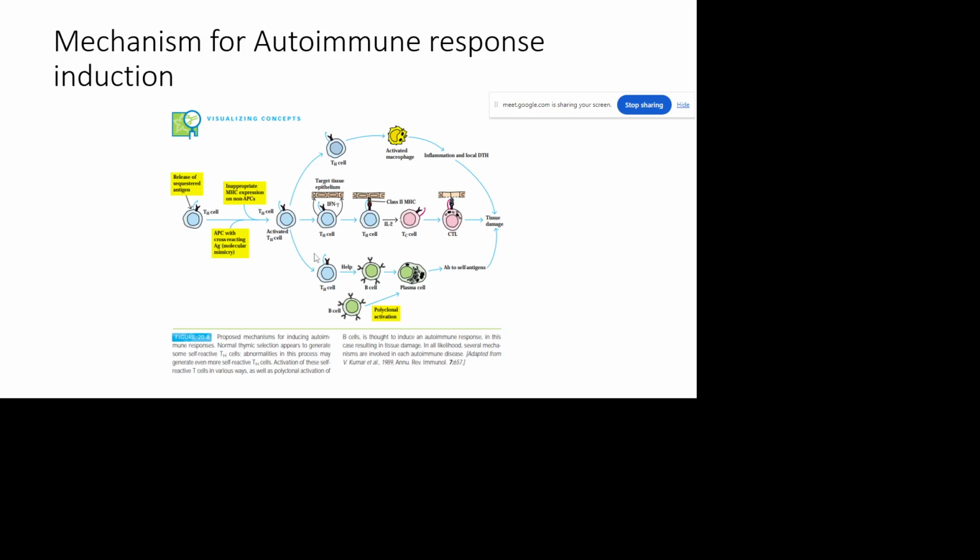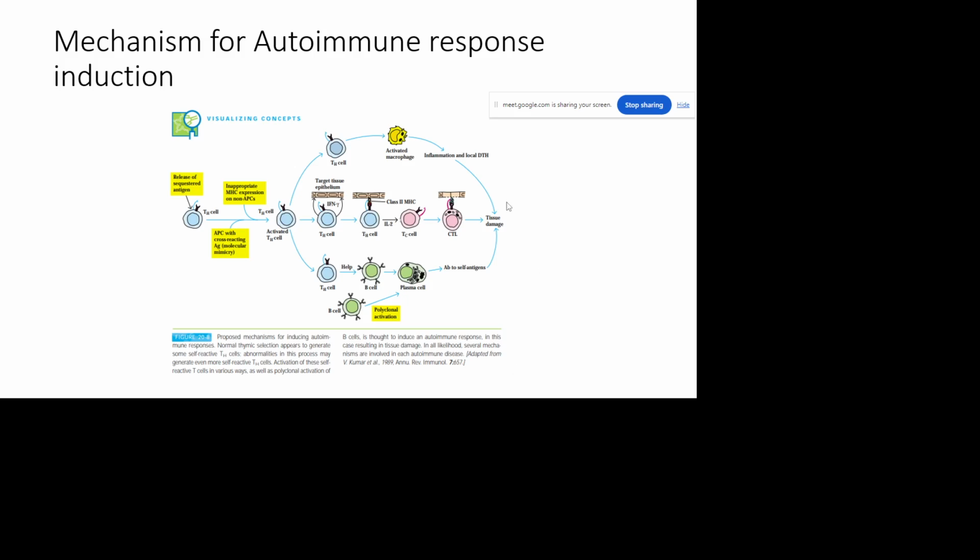Another thing is this activated helper T cell will activate B cell. This B cell will be differentiated into the plasma B cell, which will produce antibody to the self antigen, because this helper T cell was activated because of the self antigen. The antibody will be produced to the self antigen, and it will bind to the antigen. Now this antibody antigen complex can invite the complement; it will activate the complement system. So now the complement system will damage the tissue.